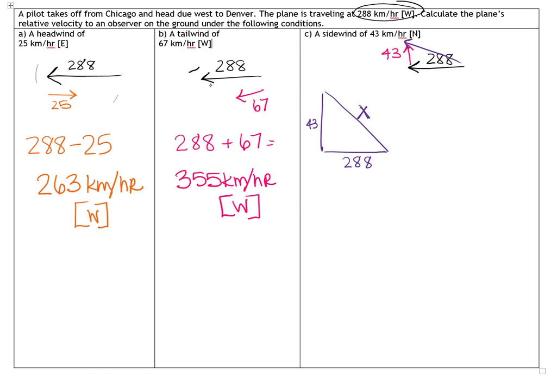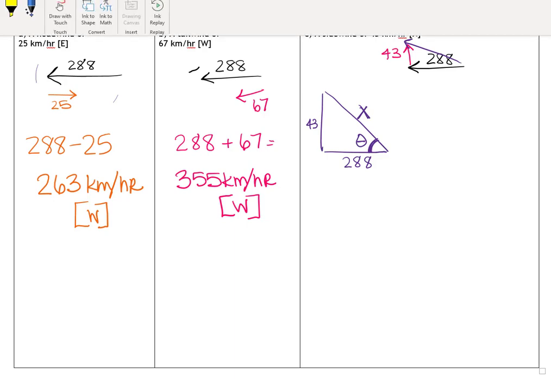And the other thing we need to find is, because we're not heading exactly west, we're heading at some sort of angle here. We need to find this angle. And remember, this symbol right here is theta. That's like x for an angle. So let's find x first. Let's find out how fast we're going, because that's a little easier.